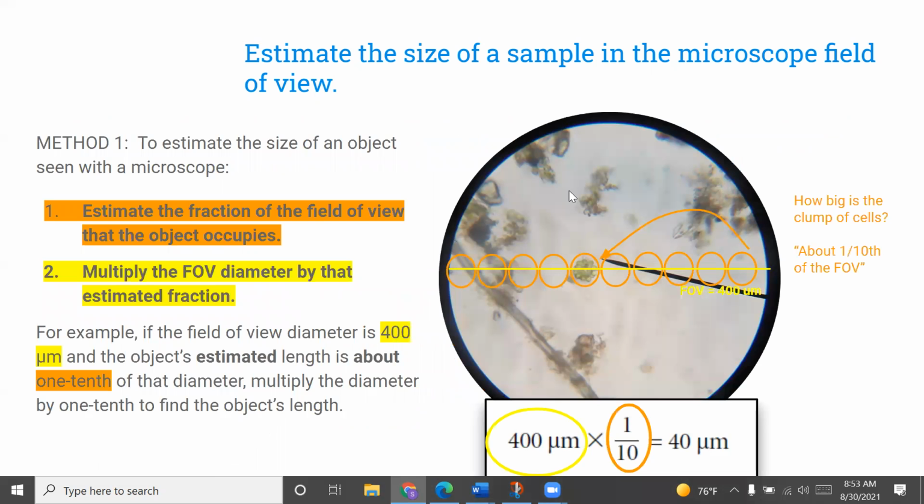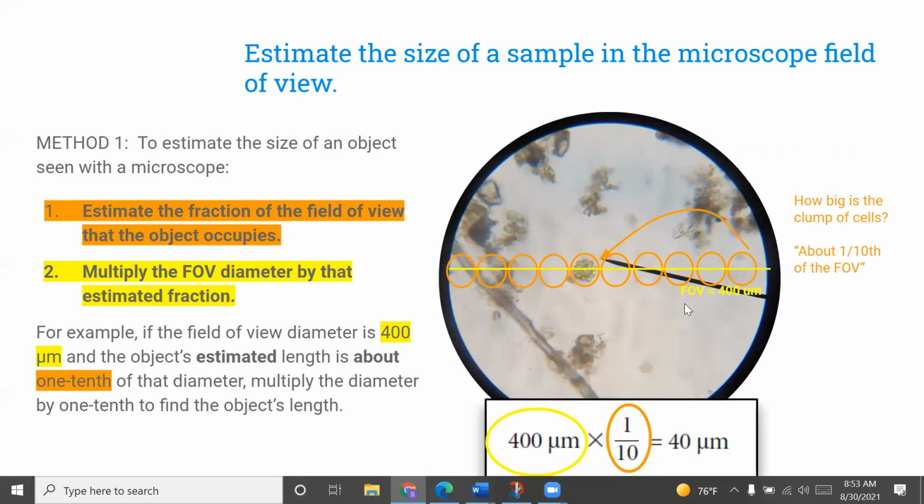Okay, so here's the protocol. First, you figure out what we're trying to measure. If I'm trying to measure this clump of cells in the circle here, we need to figure out, first of all, what our field of view is. And then we need to figure out how much of that field of view the clump of cells takes up. You can think about this in two different ways.